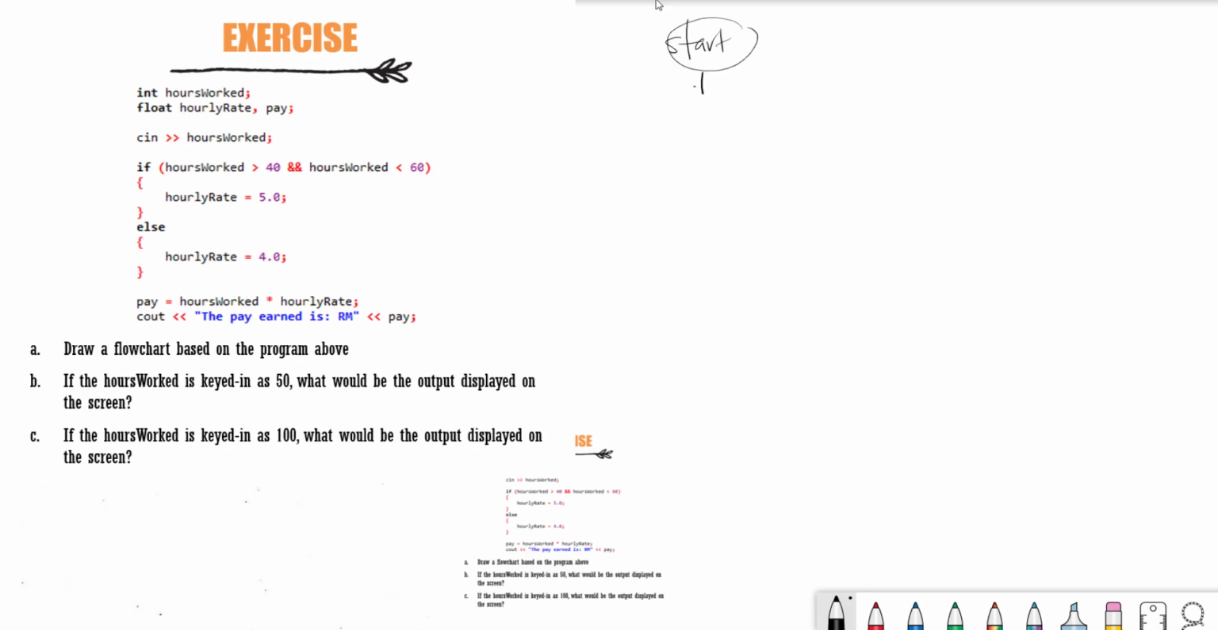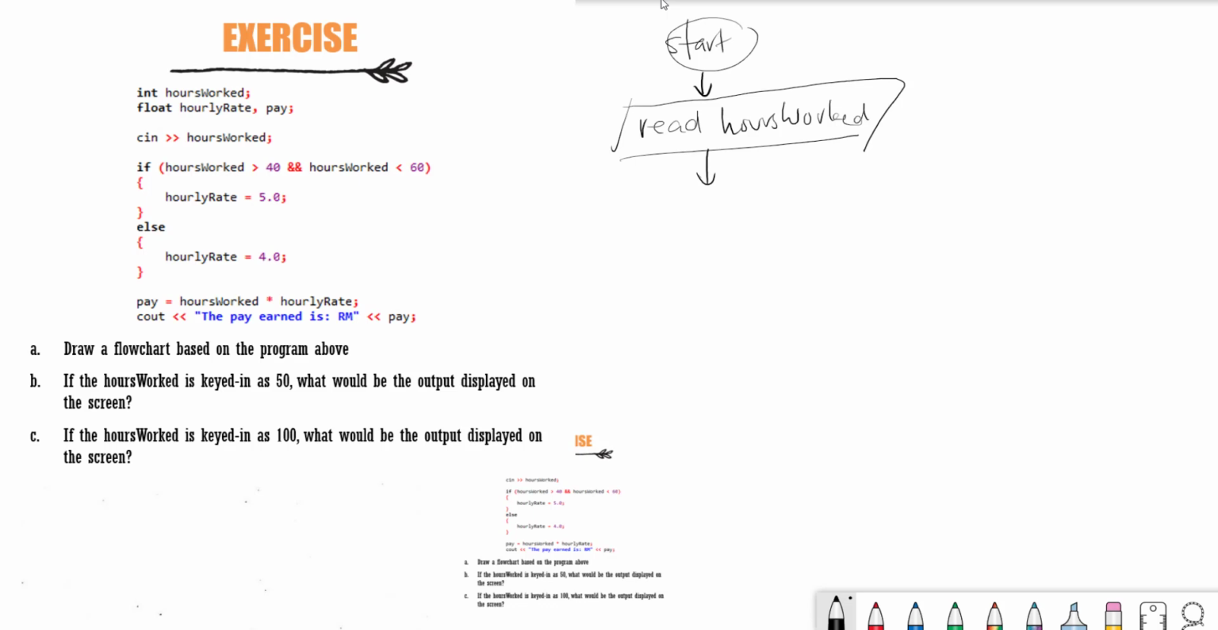Once I've done that, the next line that I need to look at would be the input. Since the declaration has nothing to do with the flowchart, the input would be hours worked. The keyword that we use inside the flowchart for input would be read. Read hours worked. And the shape would be a parallelogram.